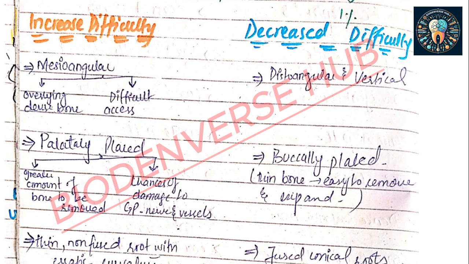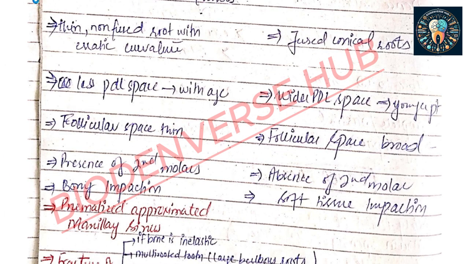But if the impacted maxillary third molar is buccally placed and the overlying bone is also very thin, then it is obvious that it will be easier to remove. As far as root morphology is concerned, if there are thin, non-fused roots with erratic curvature, it will be very difficult to remove. But if there are fused conical roots, they are very easy to remove. If less periodontal space is available, which becomes less with age, it is obvious that it will be difficult to remove.